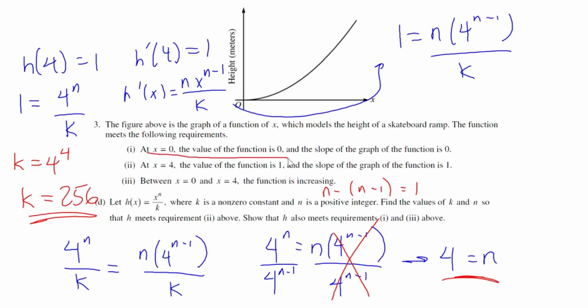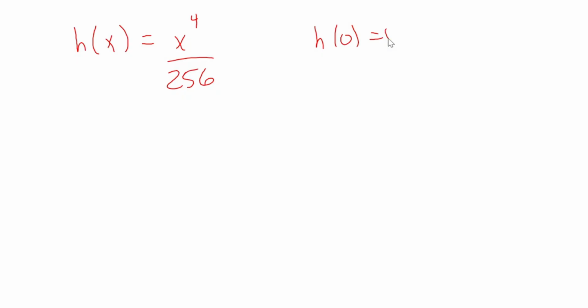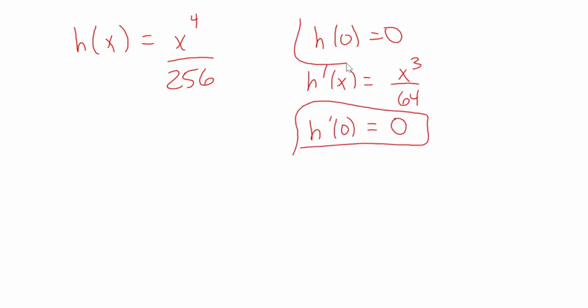So we've got h of x is equal to x to the 4th over 256. And so requirement 1 was that at x equals 0, the function's value is 0 and the slope was 0. So h of 0 is clearly 0. And h prime of x, well, we can now see that that's 4x cubed over 256. 4 over 256 is 1 over 64. So it's x cubed over 64. So h prime of 0 is also 0. So that proves requirement 1.